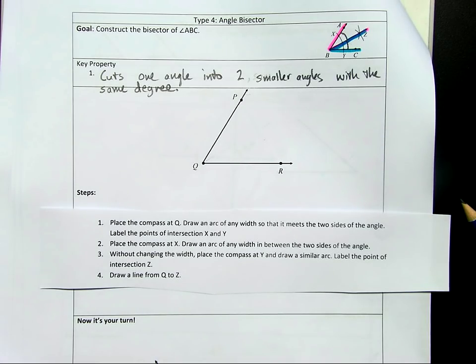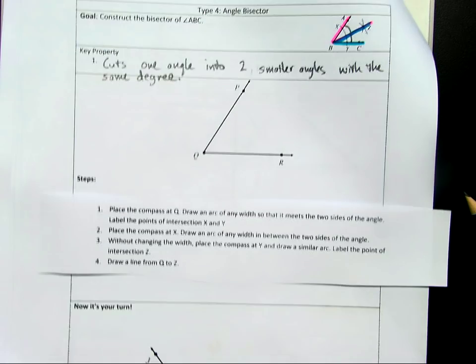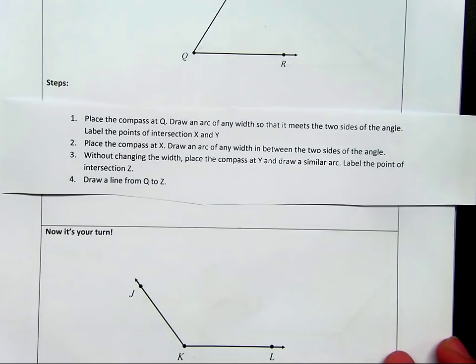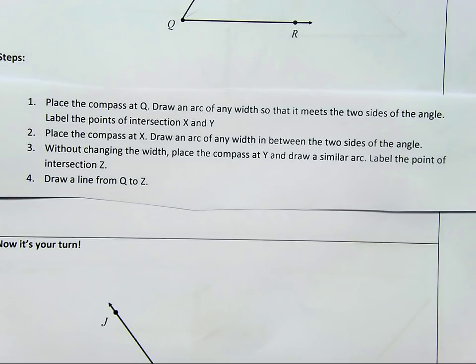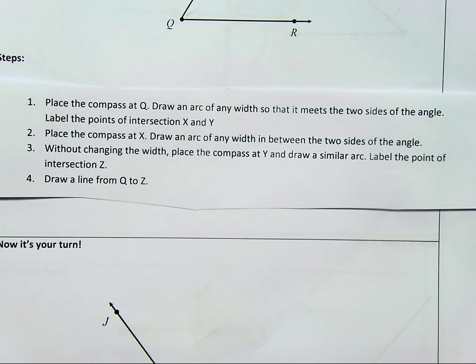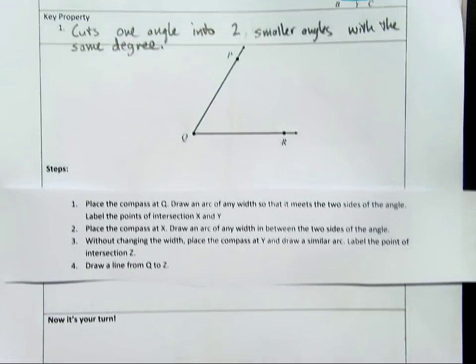Okay, this is construction number 4, the angle bisector. Go ahead and pause the video so you can copy down the steps. Alright, now that you've copied down the steps, let's talk about what's the point of this.